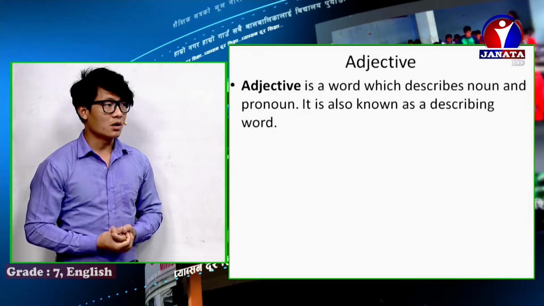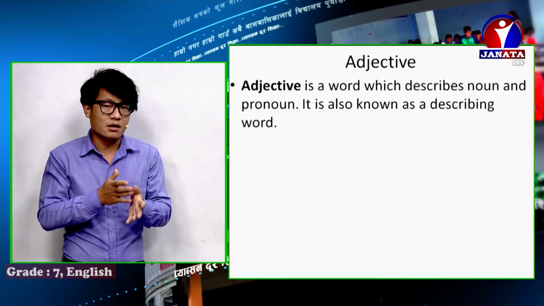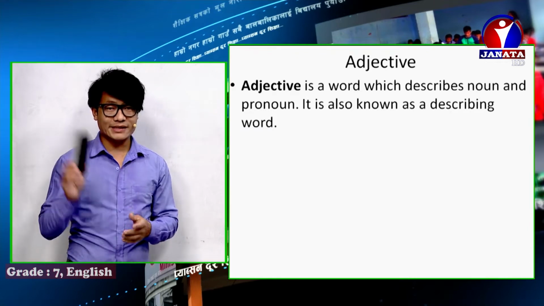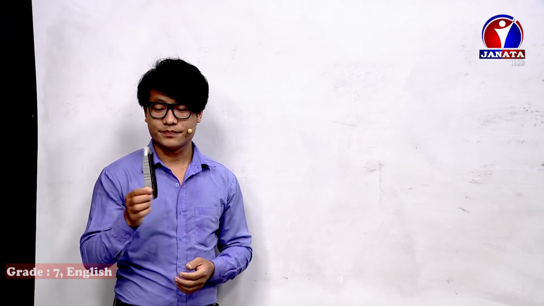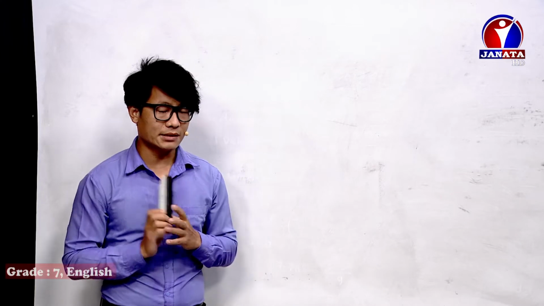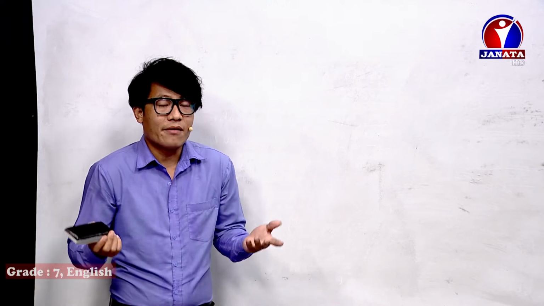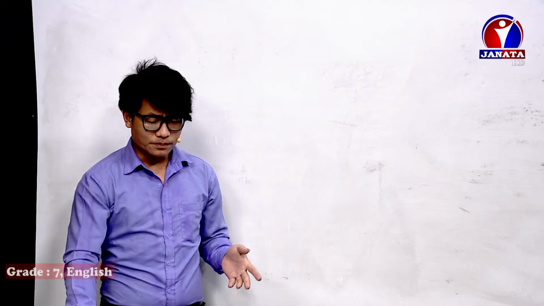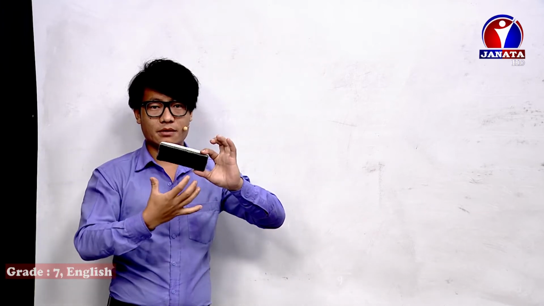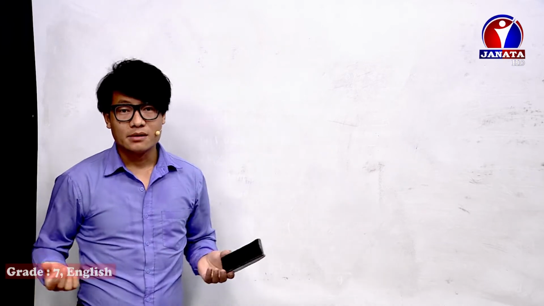We know that an adjective is a word which describes a noun or a pronoun. It is also known as a describing word. Let me give you an example. Okay, this is a duster. It is black in color. So which is the adjective here? Obviously, black is the adjective. But which type of adjective? Later we will know. So duster is a noun and it has been described by a word, and that is black. So black is an adjective.